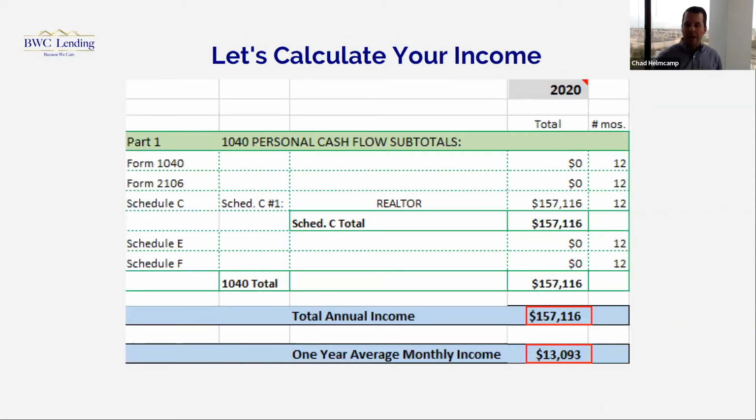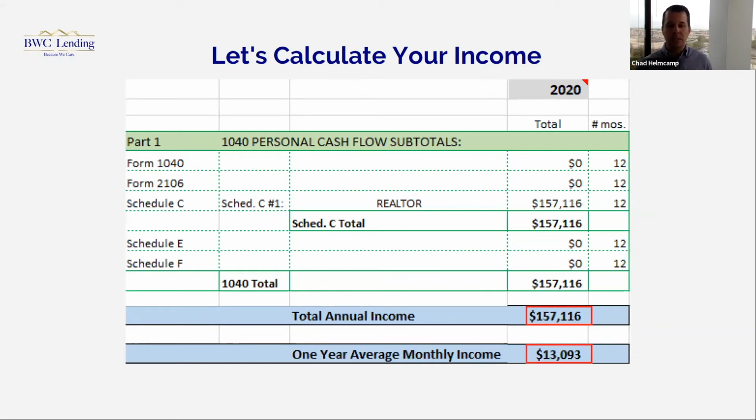His 1 year average is $13,093. I really wanted to keep this simple just so y'all can see how we calculate income. Most of the time we have to do a 2 year average. So we would look at both 2020 and 2021. Right now, that's what we're calculating for self-employed borrowers.